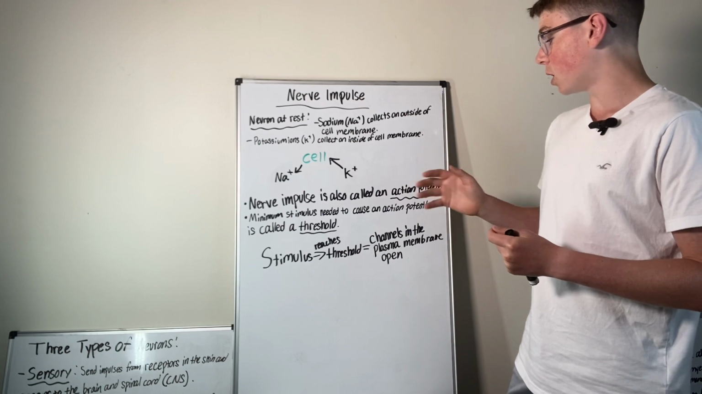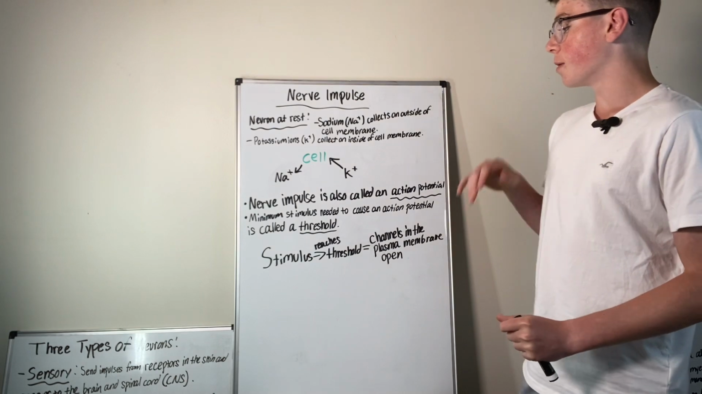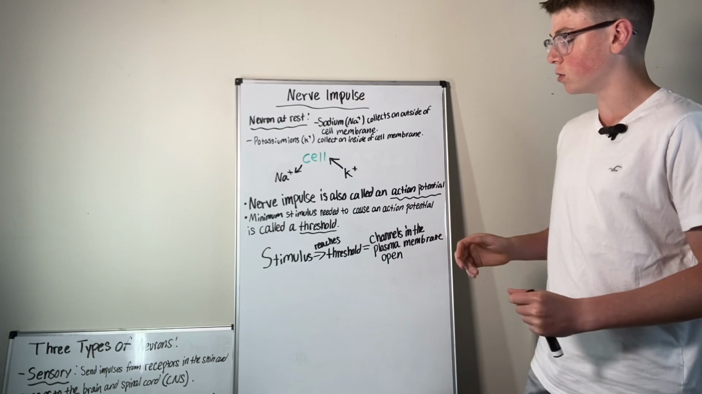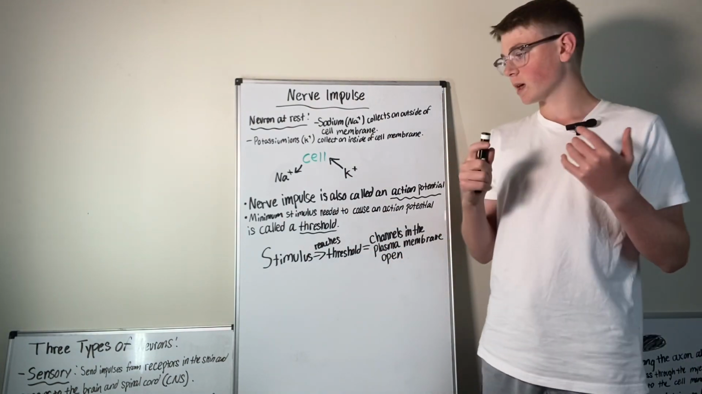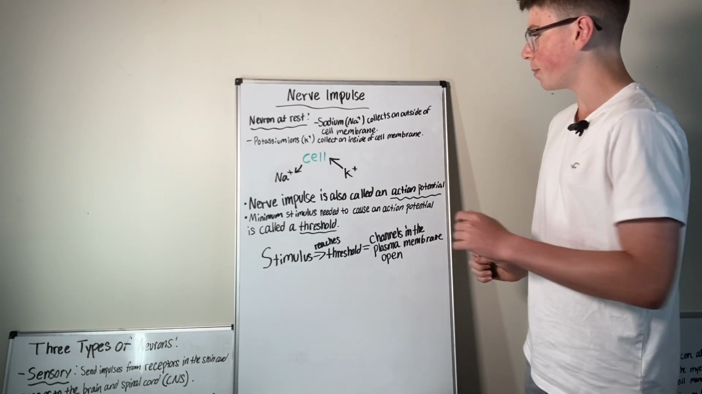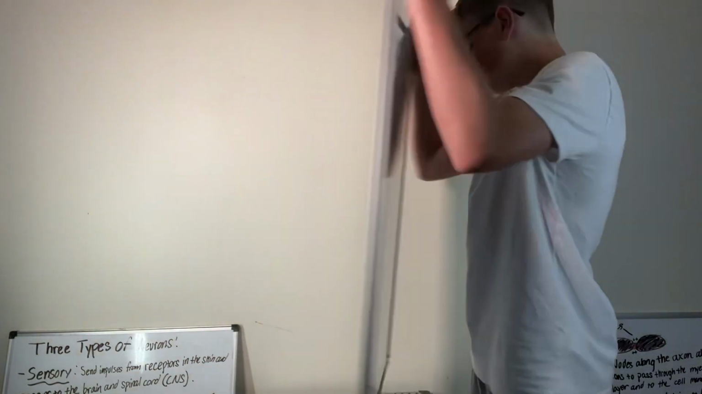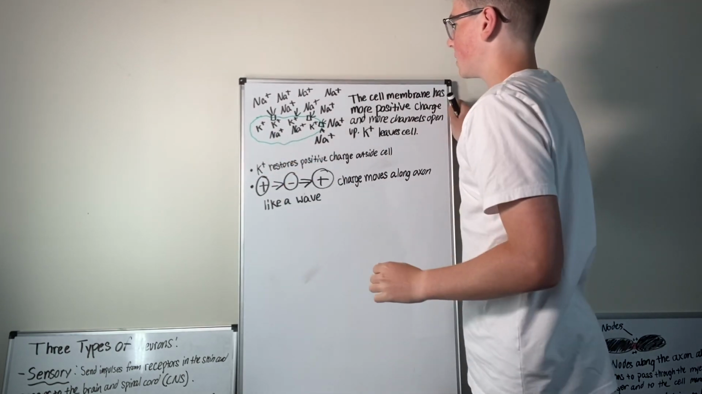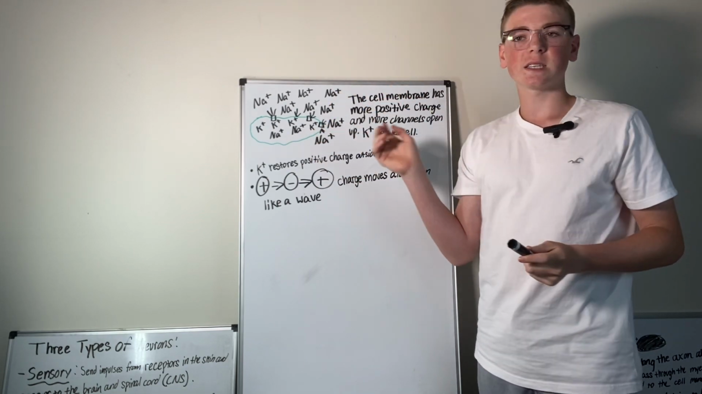Then a nerve impulse is also called an action potential, so I may use that word as well. The minimum stimulus needed to cause an action potential is called a threshold. So when the stimulus reaches that threshold, has enough energy, then channels in the plasma membrane open, and sodium comes into the cell, potassium goes out of the cell, and that causes a charge difference. So we have a bunch of sodium on the outside of the cell, a bunch of potassium inside the cell.